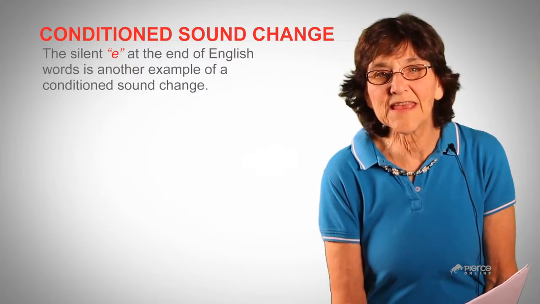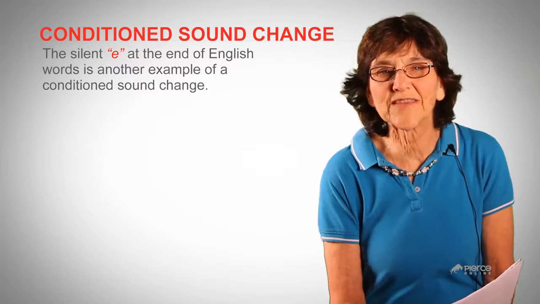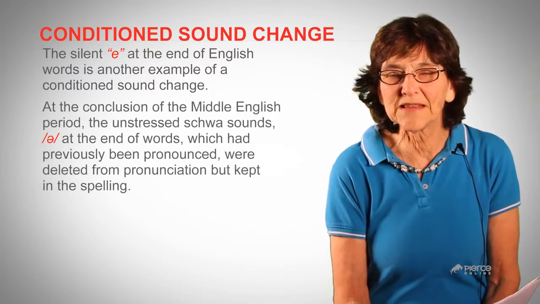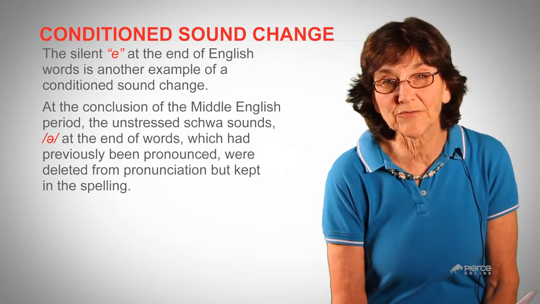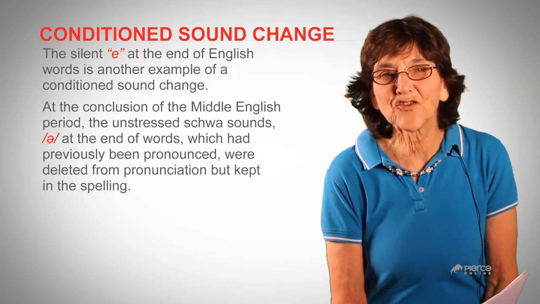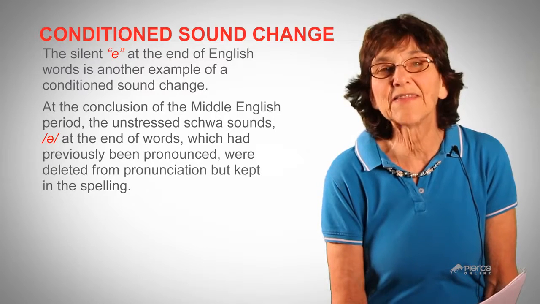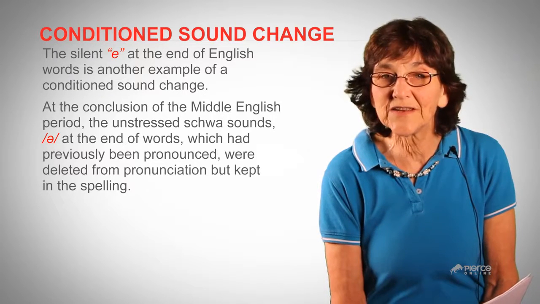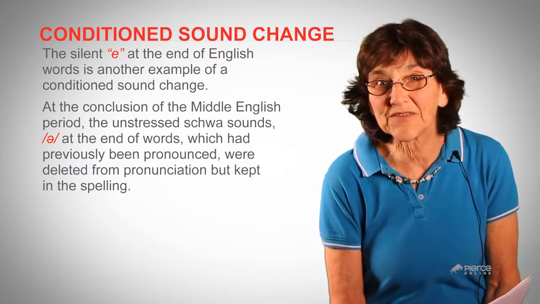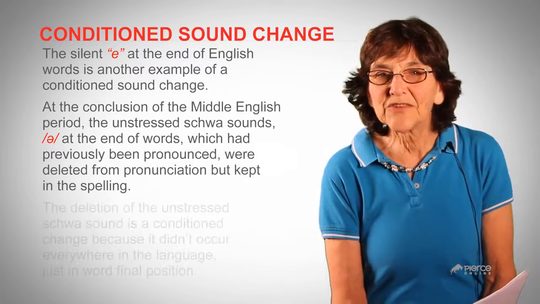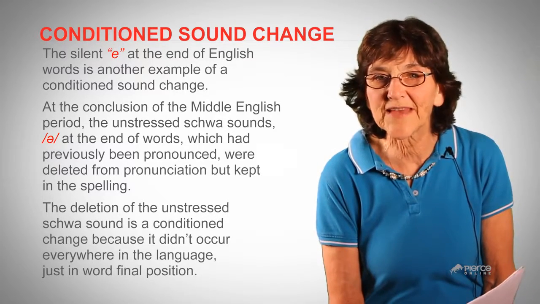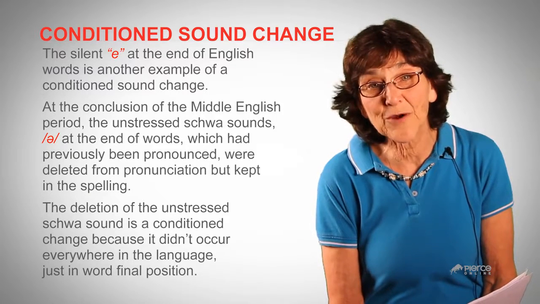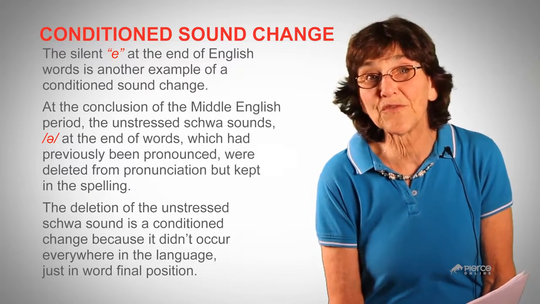The silent E at the end of English words is another example of a conditioned sound change. At the conclusion of the Middle English period, around 1400, the unstressed schwa sounds at the end of words, which had previously been pronounced, were deleted from the pronunciation but kept in the spelling. The deletion of the unstressed schwa sound is a conditioned sound change because it didn't occur everywhere in the language, just in the word final position.